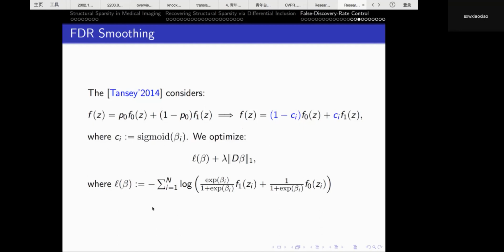So Tansey in 2014 proposed the FDR smoothing that replaces the unified prior with a prior for each feature, which incorporates the parameter beta, and we can implement the fused Lasso penalty over beta. The loss function L(beta) here is the negative log likelihood.